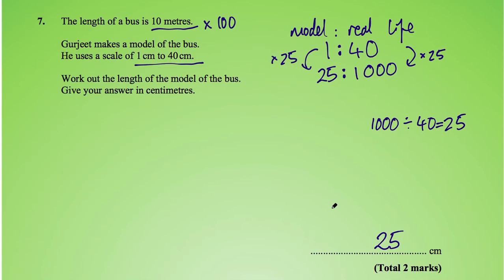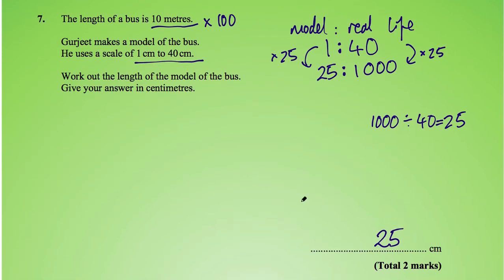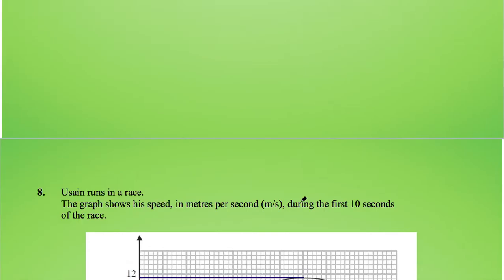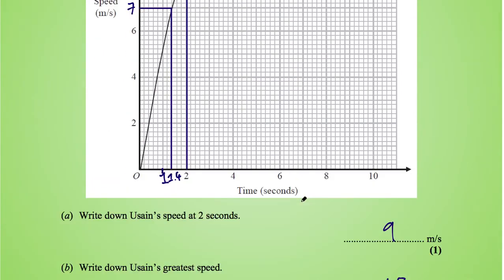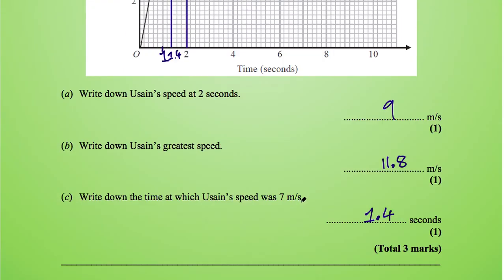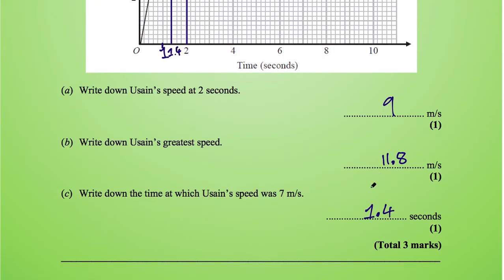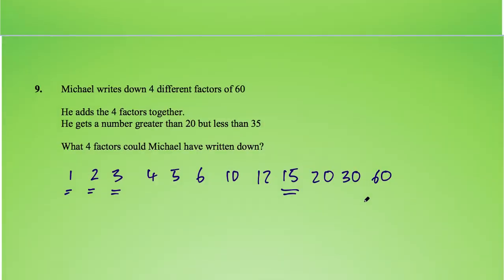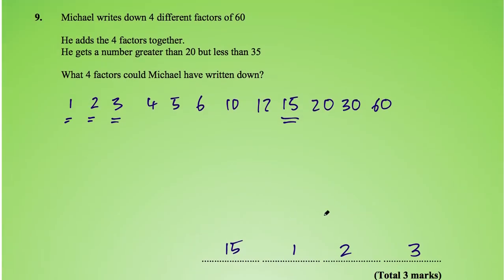Question 6 is 96 green. Question 7, 25 centimeters is the length of the model. Question 8, we've got these readings from the graph. You should have 9 meters per second, 11.8 meters per second, and 1.4 seconds. Question 9, loads of different possible answers here, but 4 that work, 15, 1, 2, and 3. You just have to make sure you've chosen 4 of those numbers that have a total of greater than 20 and less than 35.